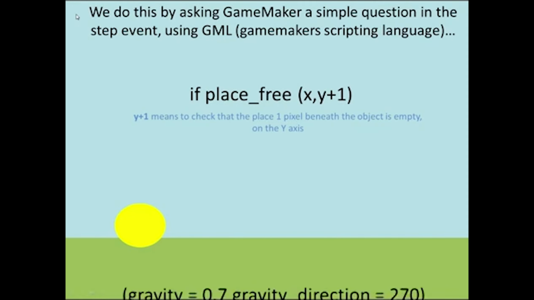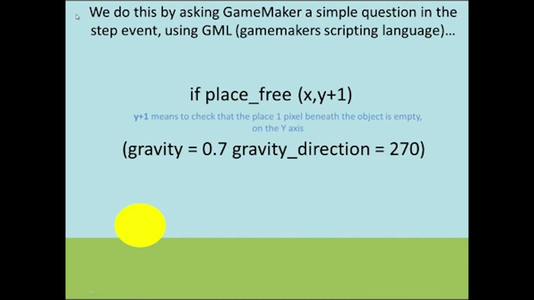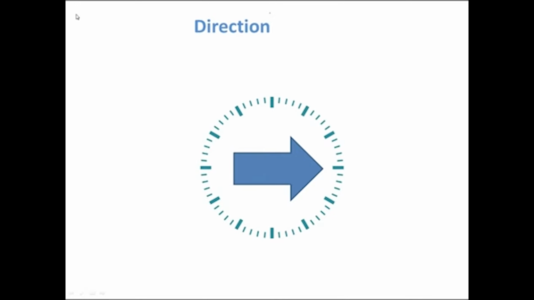So essentially, we're asking it to check if 1 pixel beneath the object is free, there's nothing there, then set gravity to 0.7 and set gravity_direction to 270. So gravity is the force at which something will fall, and gravity_direction is the direction it will fall in. Now in GameMaker, the direction 270 is actually straight down.